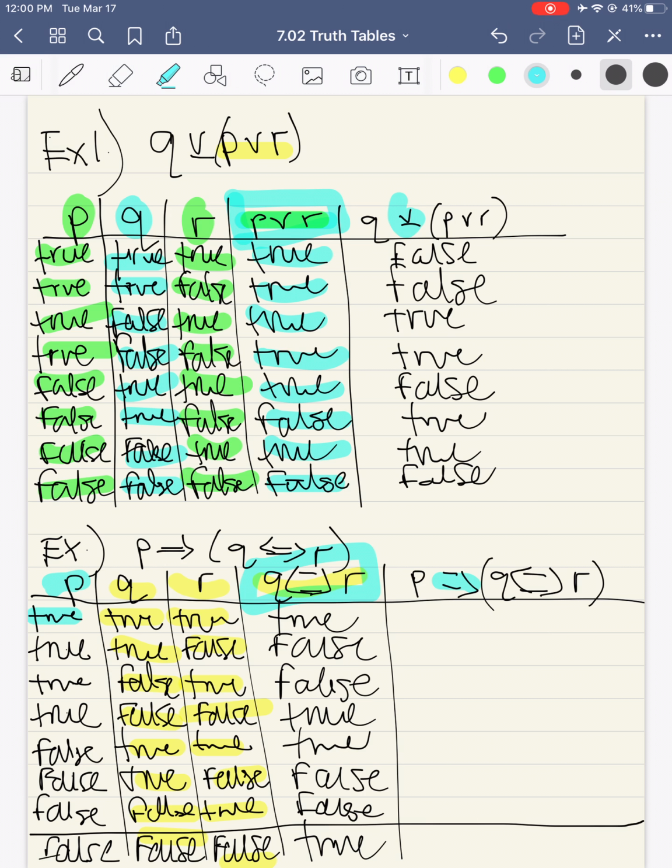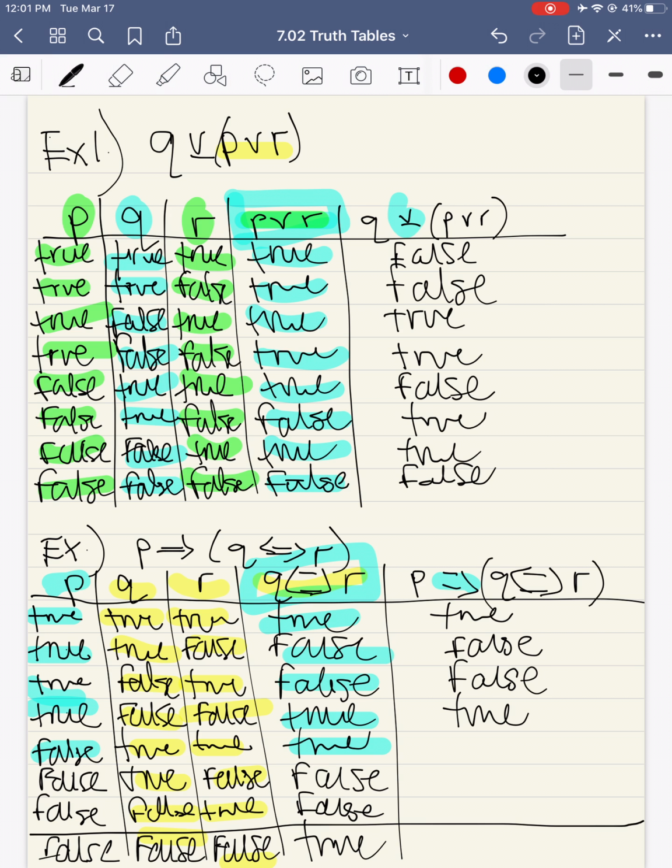So true implies true. That is true. True implies false. That is my false statement. So true implies false. That is false. Again, we have true implies false. So that is false. True implies true is true. False implies true. Well, if we start with a false statement in general, then anything that follows is going to be true. So we have true here.